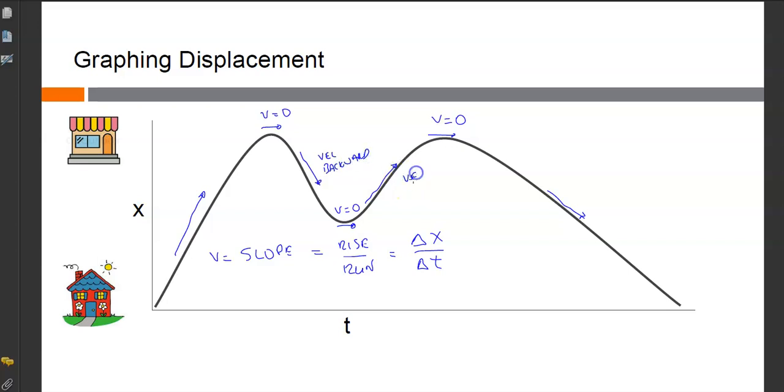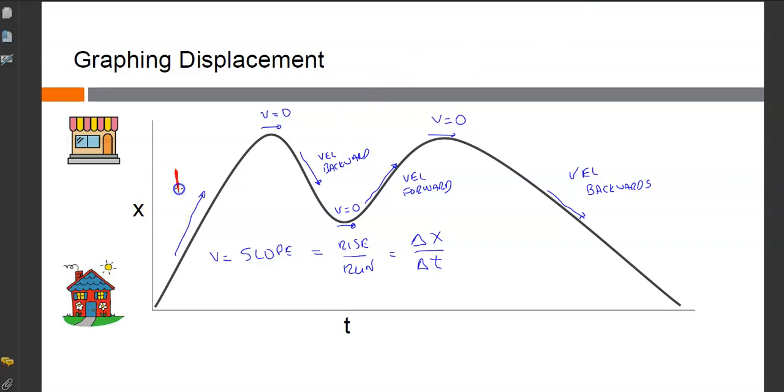Here his velocity is forward, positive slope, and negative again as he heads backwards towards home again. So just kind of think about that. Now, it wouldn't hurt to know that this negative sign, where I have a positive slope and a negative slope and all that, that's indicating the direction.